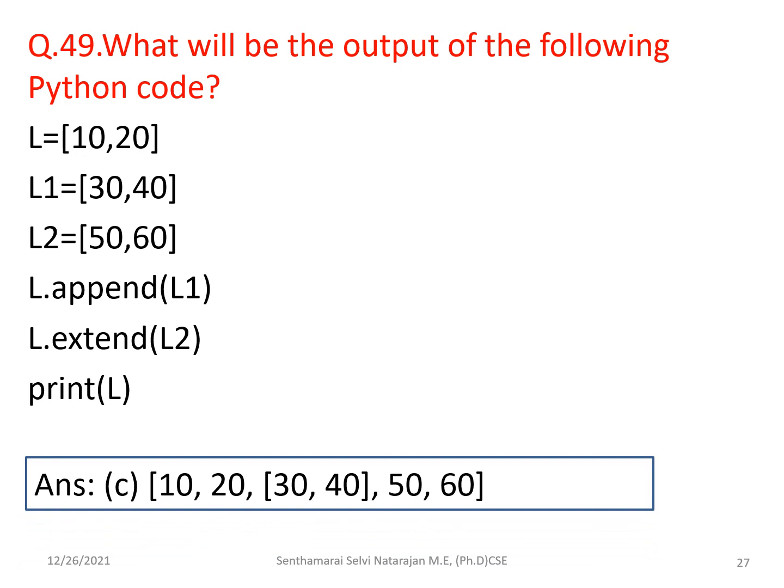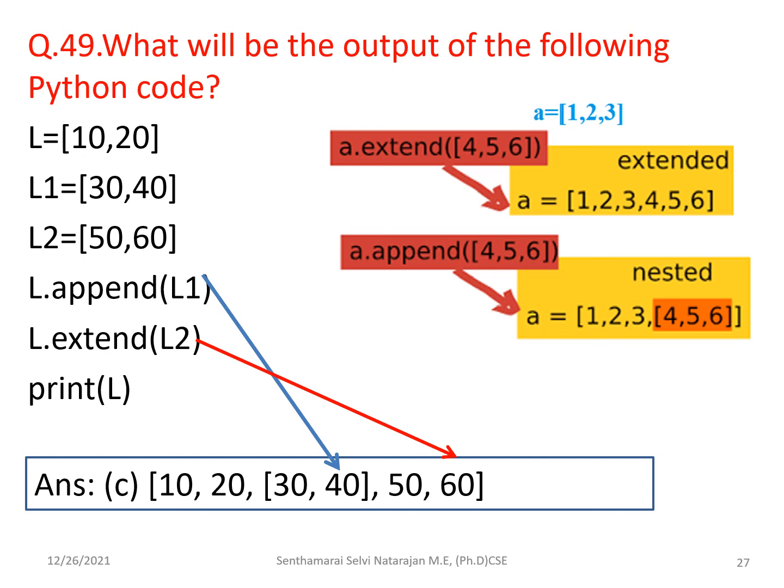You see here, first append of L1. So L1 has been appended, 10 comma 20, and then you see L is the function, print L. So L having the value 10 and 20, append will be appending the list L1, that is 30 and 40, and extend will be extending 50 and 60. So this is the append and this is the extend. You see the difference in how it is working.